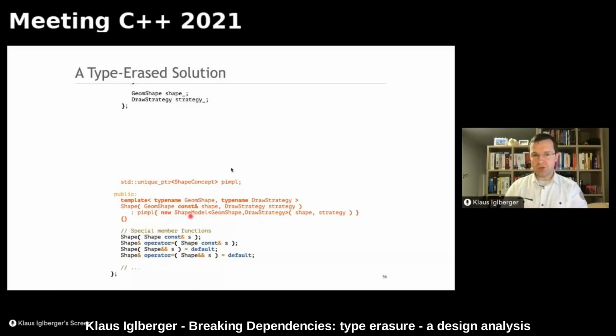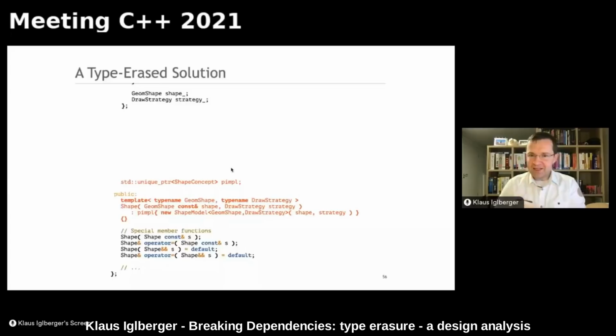That constructor, thanks to template argument deduction, can easily create the right kind of shape model. So we say new shape model. We use the geometric shape, we use the draw strategy, we create the right kind of model. That shape model, however, again, is a concept. And so we now internally store this in form of a unique pointer to shape concept. And we give it a name. That may sound familiar, pimpl.